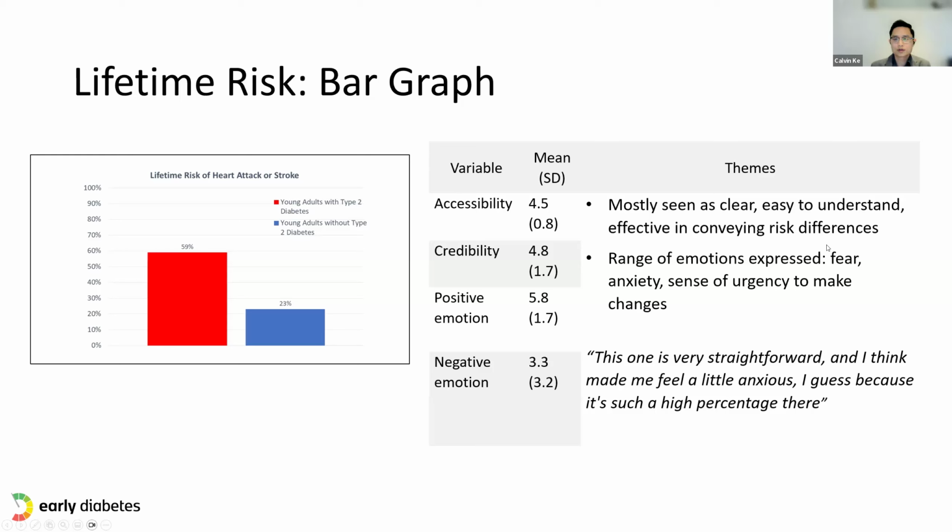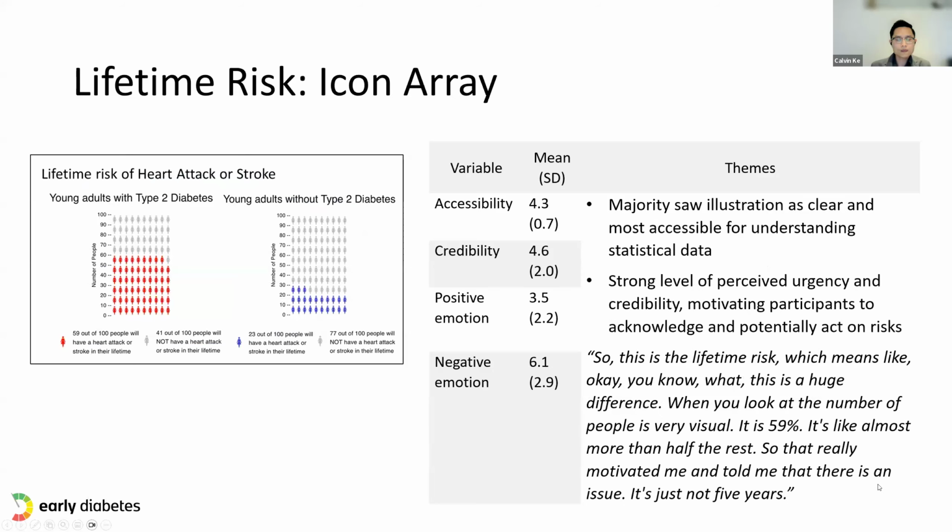And so people thought this was very clear, and they expressed a range of emotions. This is a score that's out of 10. So there were more positive emotions for this, but they also experienced a range of fear, anxiety, and a sense of urgency to make changes. And some people felt a little bit anxious when they saw this.